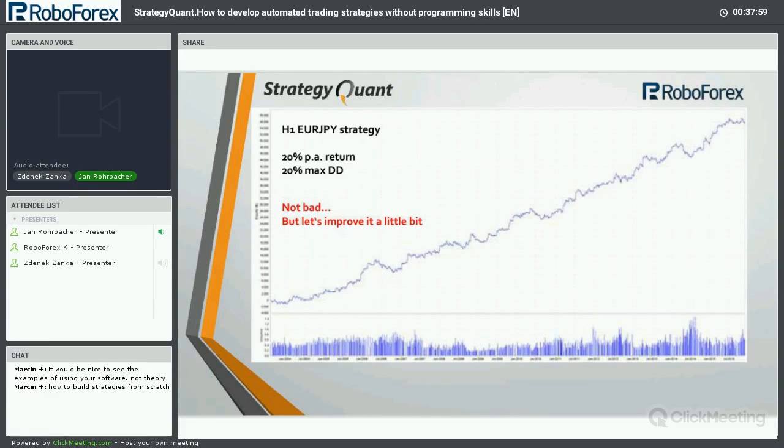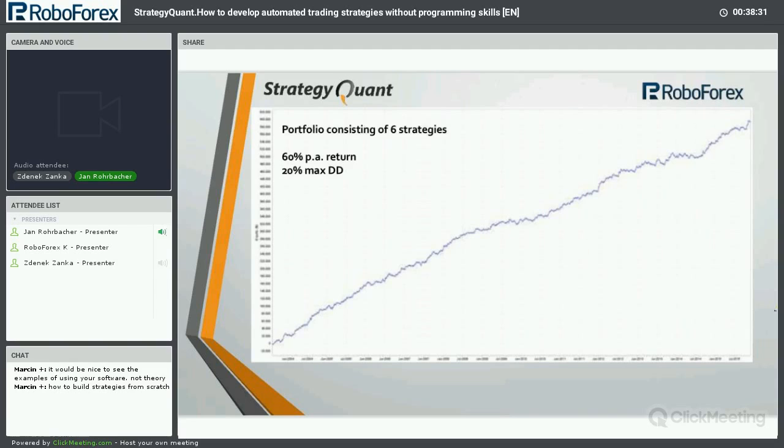So basically, what we have here is just one strategy based on the euro against the Japanese yen, and we were able to achieve pretty decent profits with a limited maximum drawdown. As you can see here, it's like 20% PA return with 20% maximum drawdown. It's not bad. However, I will show you how we can improve it. If we move on to the next slide, we have a portfolio consisting of 6 strategies. And wow, it's really nice. You get 60% PA profit while keeping the same maximum drawdown, right?